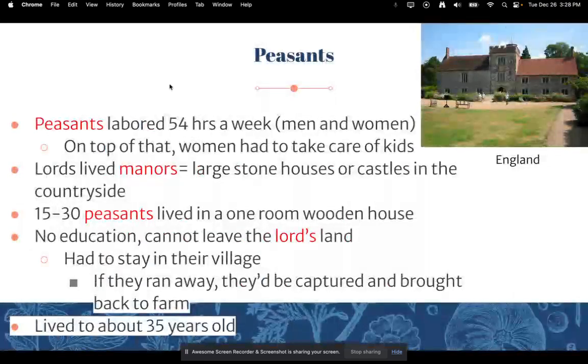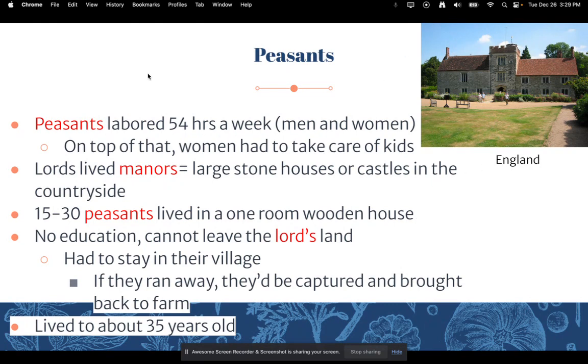So peasants would labor 54 hours a week. That includes both men and women. And for women, on top of that, they had to take care of the kids. So lords would live in manors, which are large stone houses or castles in the countryside. Here's an example of one in England.